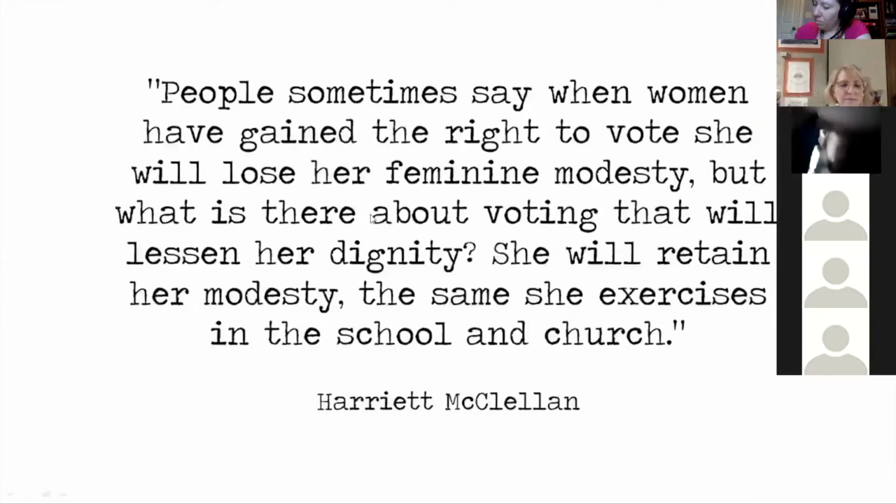And this is one of the quotes that I pulled out from one of the librarians. Actually, this is a teacher that said, people sometimes say women have gained the right to vote, but she will lose her feminine modesty. But what is there about voting that will lessen her dignity? And again, this is something very typical where men didn't think it would be dignified for women to go to the voting booth. So she was arguing against that case.